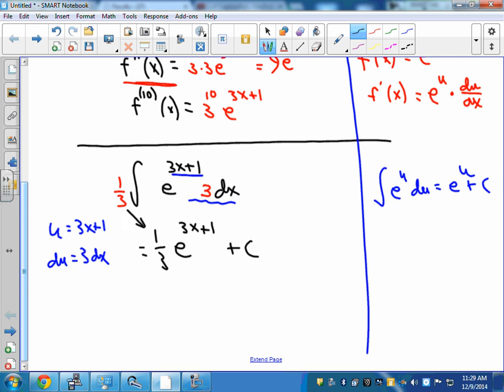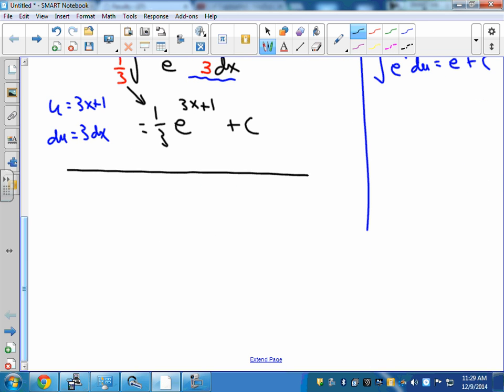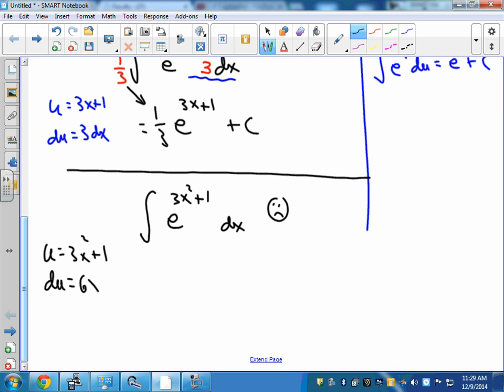Let's tweak this and just look at a couple of variants. If we had the integral of e^(3x^2+1) dx, unfortunately this one you can't do. Note that u is 3x^2+1, and du would be 6x dx. It's easy to get the 6 in with 1/6, but we're not allowed to introduce this variable. You can't put an x in here. Because the x is missing, this problem you can't do.